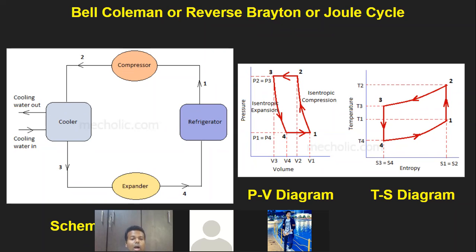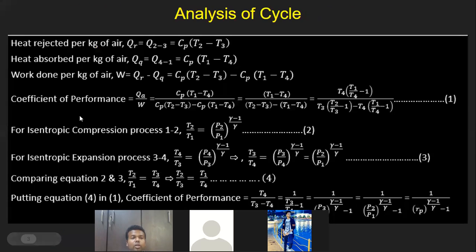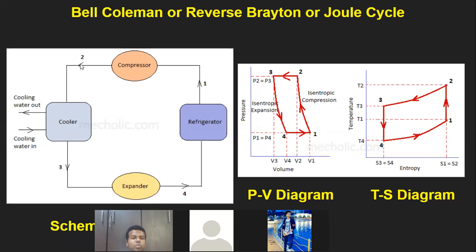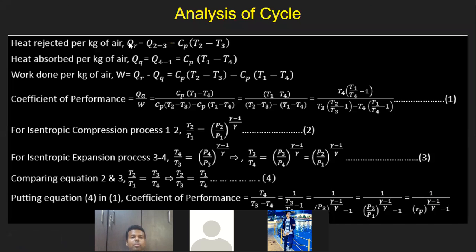If you need to calculate the amount of heat rejected in the cooler, how do we calculate it? The heat rejected per kg of air is given by the heat during the process in which the air gets cooled. That is during 2 to 3. So heat rejected will be the heat rejected during process 2 to 3.